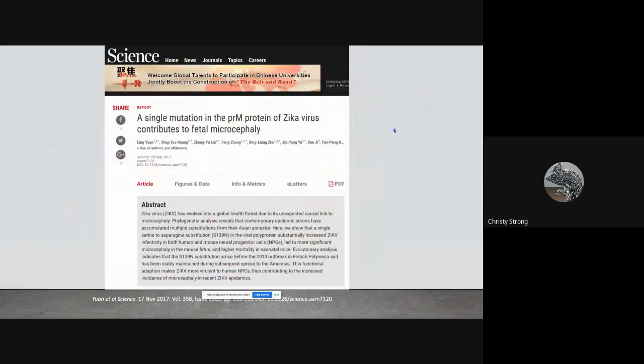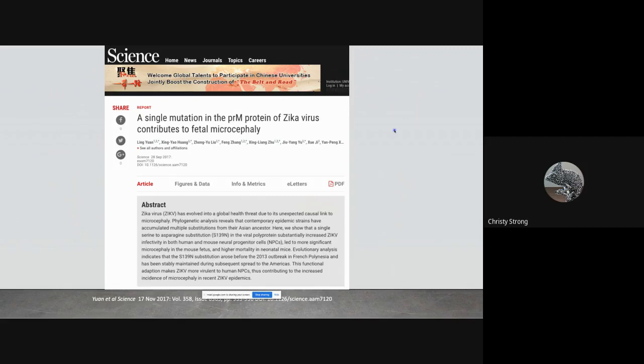Now, why? What shifted between Zika from the 1940s, 60s, 70s, 90s? Because it's been endemic in the continent of Africa and Southeast Asia for quite a while. So what shifted? And so a group did some genomic studies trying to do comparisons to see what shifted.